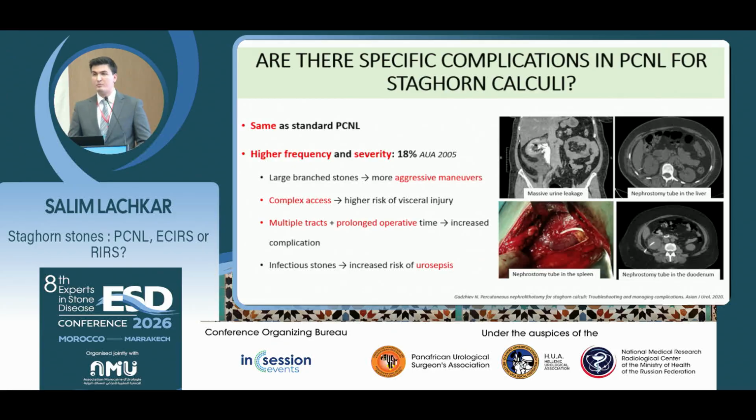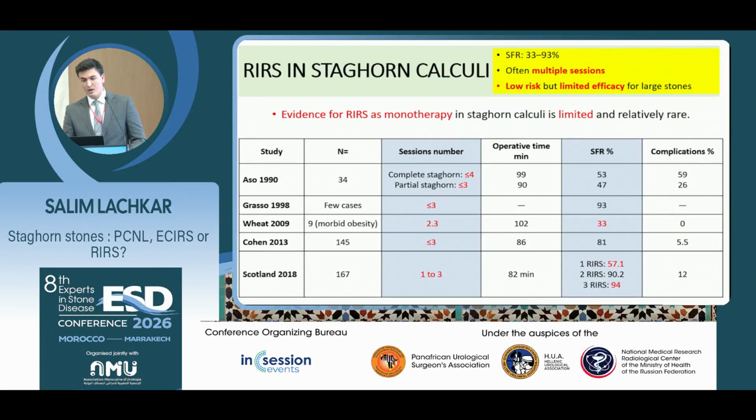There is no specific complication after a percutaneous for staghorn calculi, but there is a higher frequency and severity of those complications, up to 18%. Why? Because we have to use more aggressive maneuver. This is a complex access with multiple tracks and a prolonged operative times, and there is also a more important risk of urosepsis.